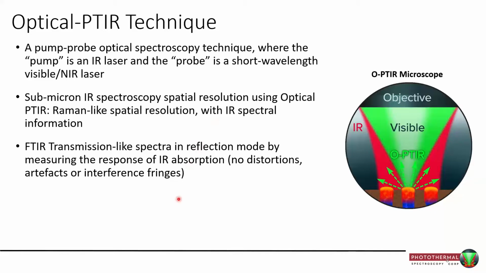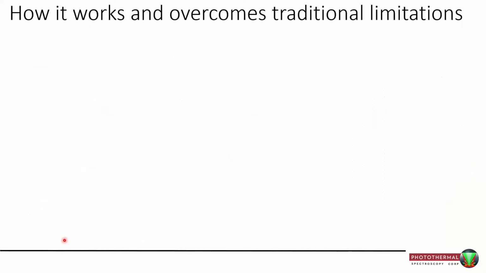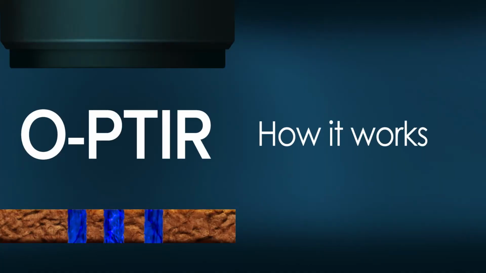We measure typically in reflection mode, and even though I said reflection mode has a lot of issues, and it does for traditional IR, for O-PTIR in reflection, we generate transmission-like spectra that are completely comparable to existing databases. It's non-contact, and the spatial resolution is constant. So it's not wavelength dependent like it is with regular IR. It's the same across the entire spectrum. So how does this work?